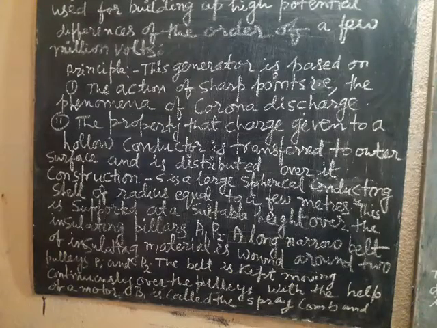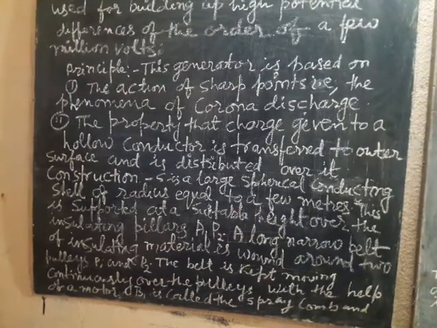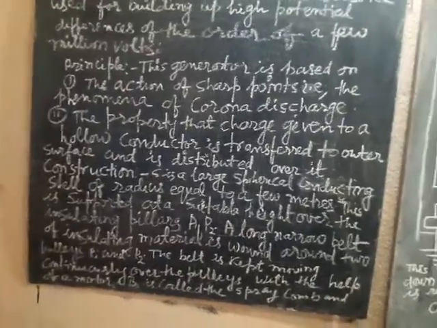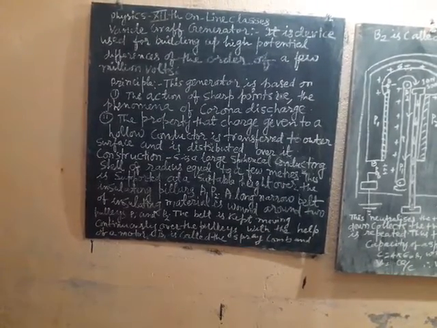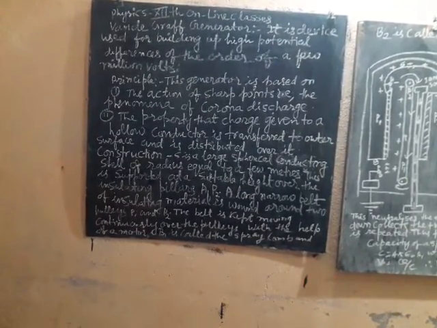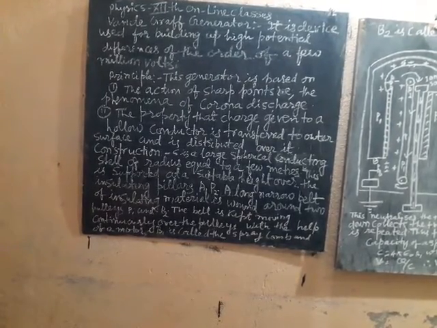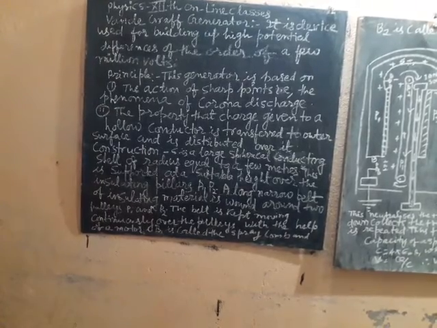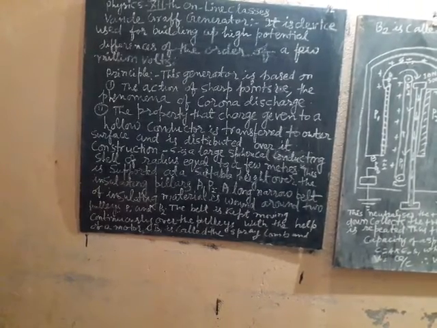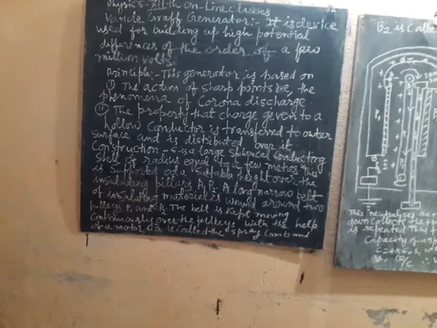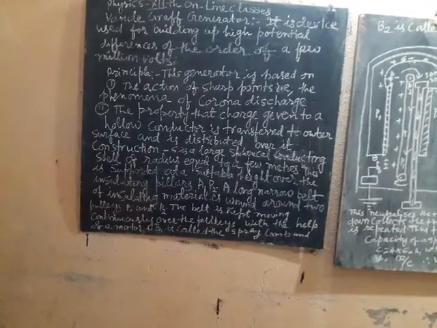Friends, today we are going to make a video of class 12. Here, try to understand all the things which are given here. Okay, here, Van de Graaff generator. In this case we want to discuss the Van de Graaff generator. It is a device used for building high potential differences of the order of a few million volts. Okay, million. Here you have to obtain million volts.